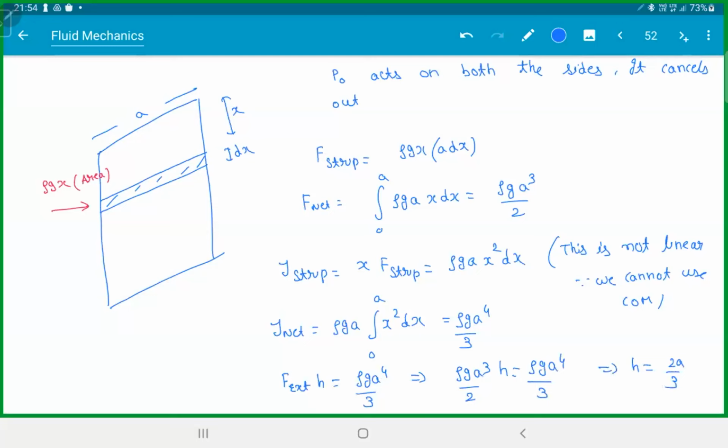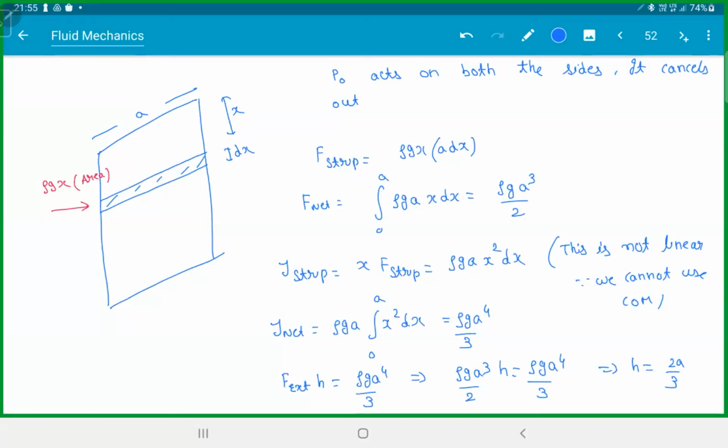You can mug up the result. In exams like Mains, it's not a direct result. You should apply a force of rho g a cube by 2 at a height of 2a by 3 from the top. Check it out. It's a pretty good result.